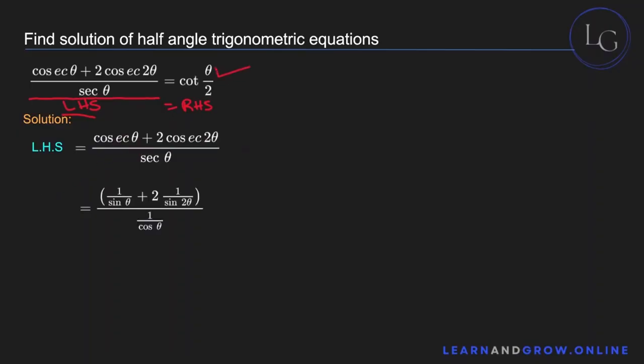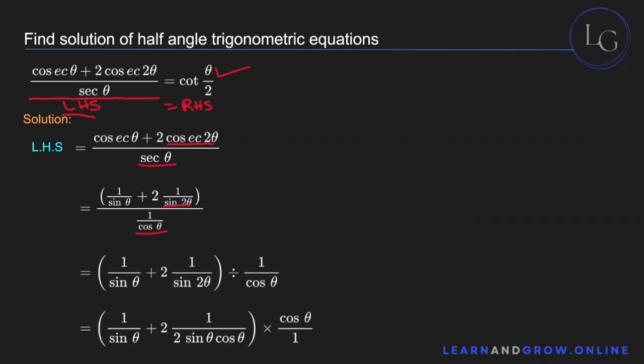We have this. So first let's just turn it into its easier, more familiar counterpart. So cosecant theta becomes 1 over sine theta, and cosecant 2 theta becomes 1 over sine 2 theta, and secant theta becomes 1 over cos theta. Very simple. Now let's turn it into a more recognizable form, which is this.